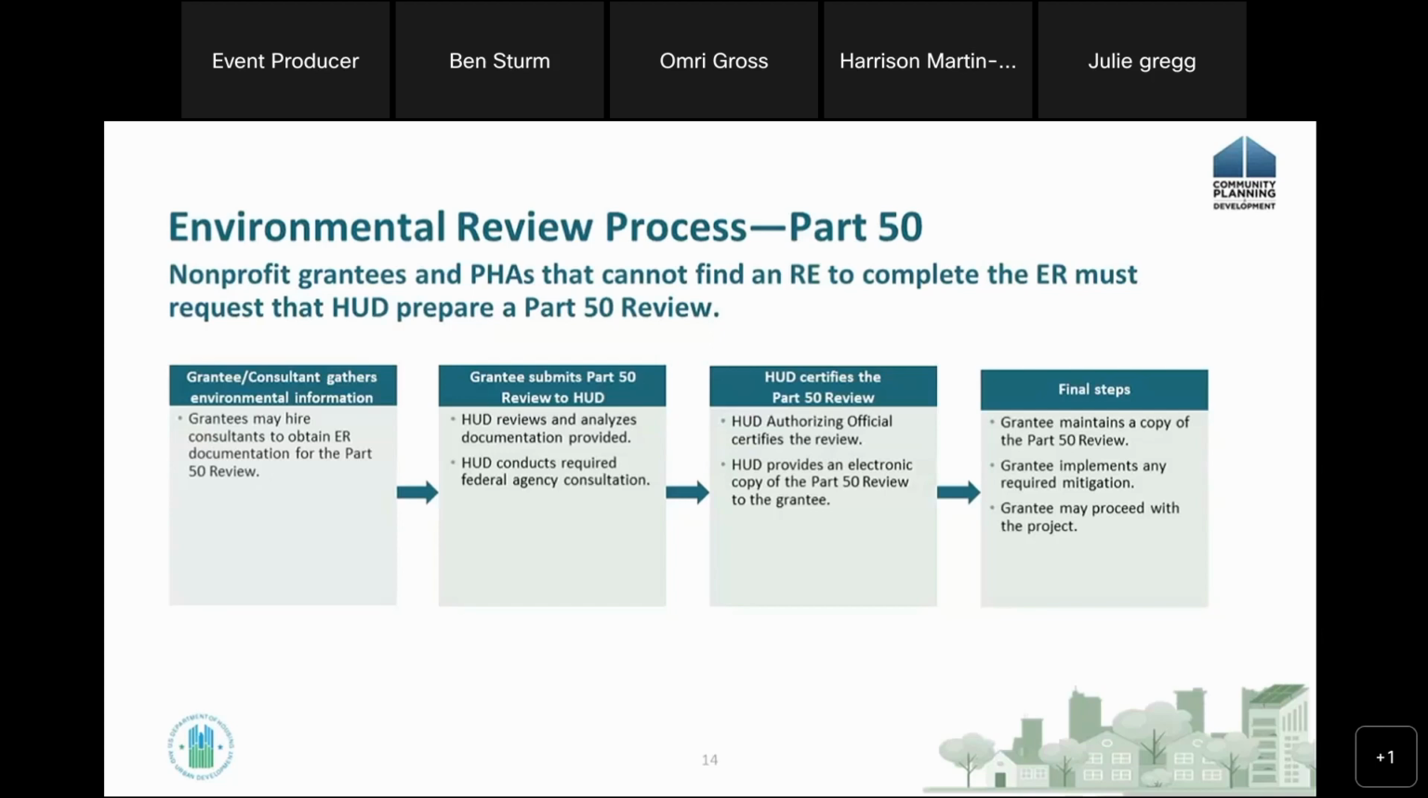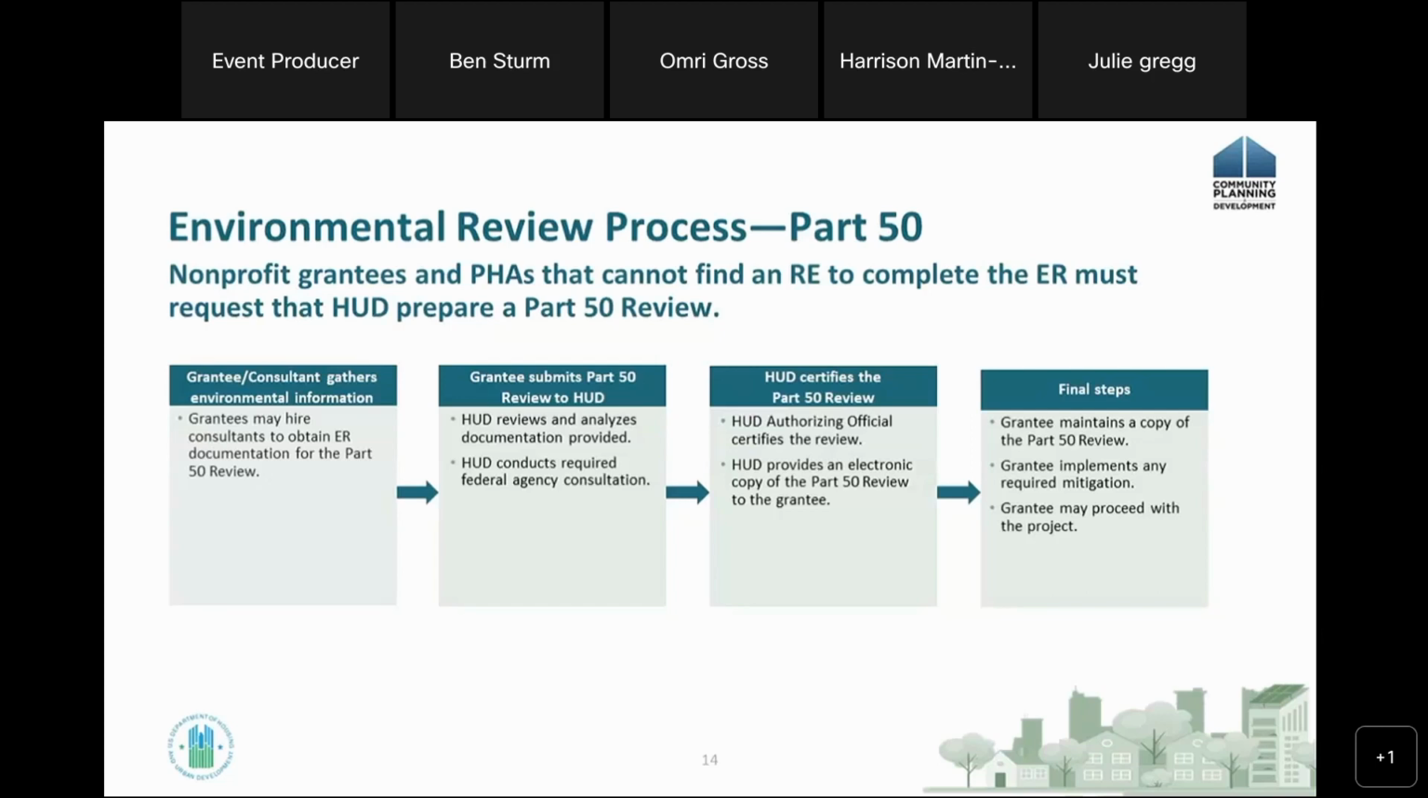And while this may seem like it would take less time under Part 50, keep in mind that HUD has limited capacity to take on additional Part 50 environmental reviews, so this is not something we want to heavily rely on, and we should be doing everything we can to encourage that environmental reviews for the community project funding for CPF remain under Part 58, where the local government responsible entity can complete the review.